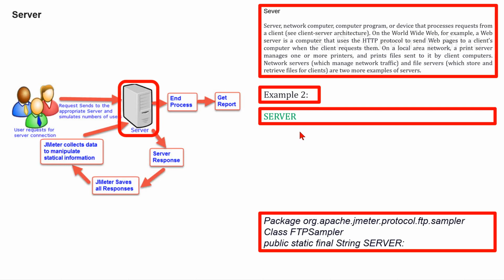Now we are here. You can see the public static final String SERVER in class FTPSampler in package org.apache.jmeter.protocol.ftp.sampler. In this example, we are considering public static final String SERVER in class SMTPSampler in package org.apache.jmeter.protocol.smtp.sampler. Now we are considering public static final String SERVER in class TCPSampler in package org.apache.jmeter.protocol.tcp.sampler.